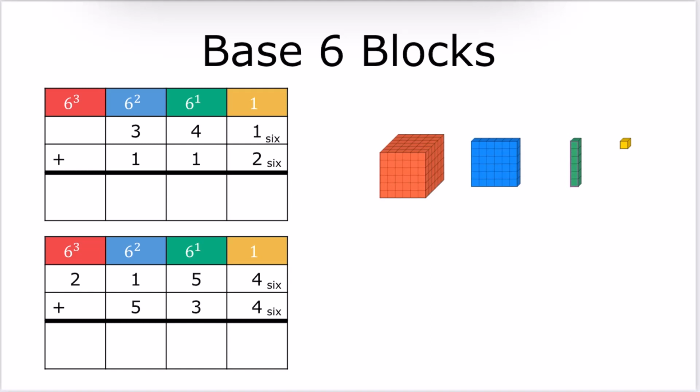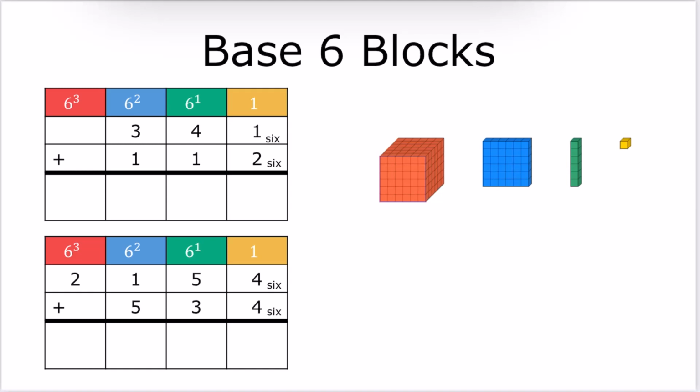Then if you put 6 rods together, that makes a plate that has 36 things in it. And if I put 6 of these 36 blocks together, that would make a big block, which would have 216 blocks in it. That number in base 6 would be written as 1000. It would look like our base 10 number 1000, but it would actually represent the number 216 because there are 216 blocks in this block.